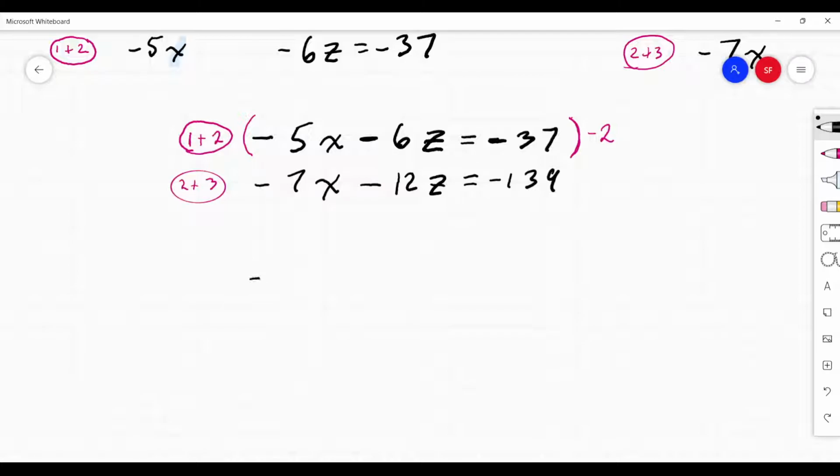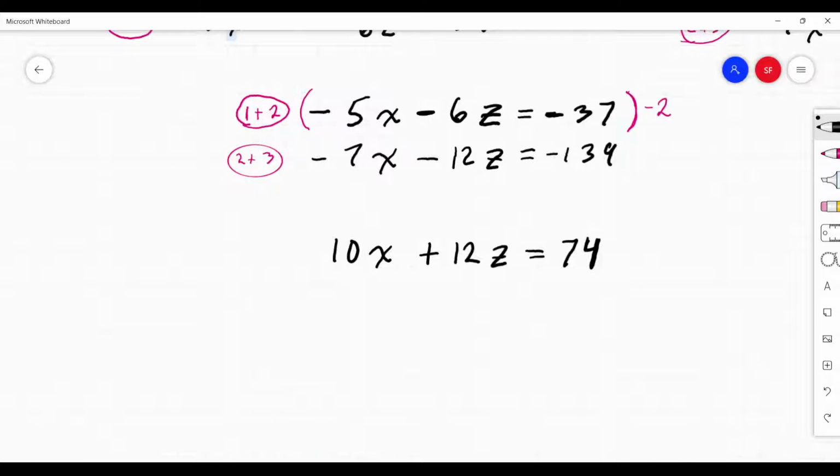Then we have positive 10x plus 12z equals, let's see, 2 times 37 is 74. Oh yeah, I could have done that in my head, huh? It's all right on video. I'd rather put down the right number and act like I need a calculator than otherwise. So this was equation 1 plus 2, right? And then we're going to rewrite equation 2 plus 3 below it.